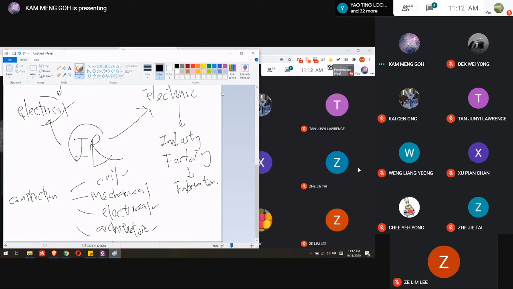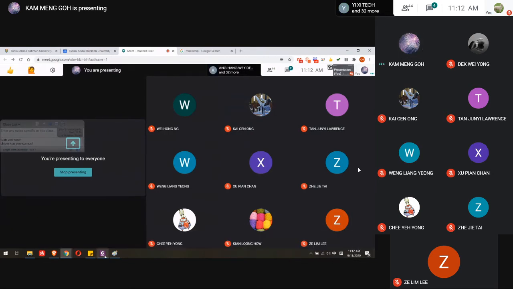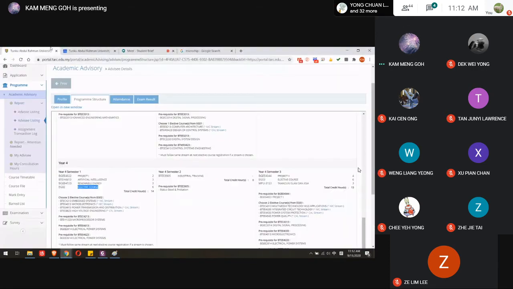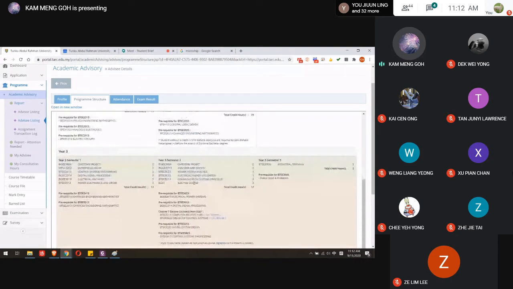Okay, let's continue here. Regarding the subject, what are you going to learn? I would say that you can see a program structure in your student system, in your intranet. So let's say this is a program structure. You can go to program structure and see it. The one you need to focus on is this. You can see that in year 3, semester 2 or semester 3, some of you are in semester 3, you will have one thing called an elective. Okay. So elective is, look at this.